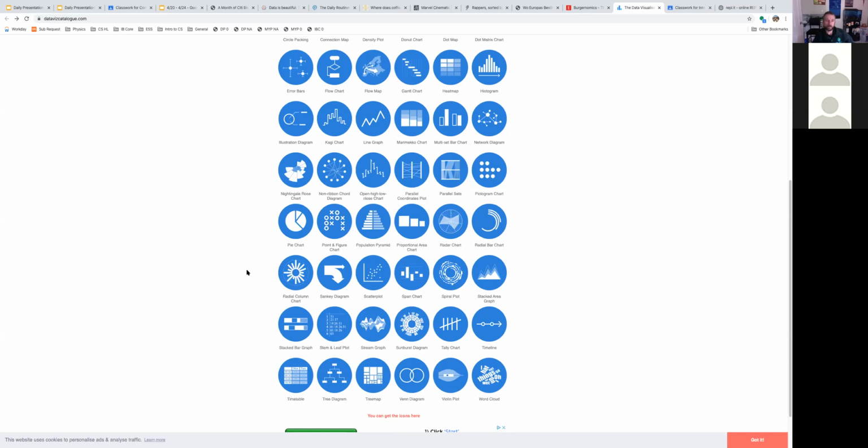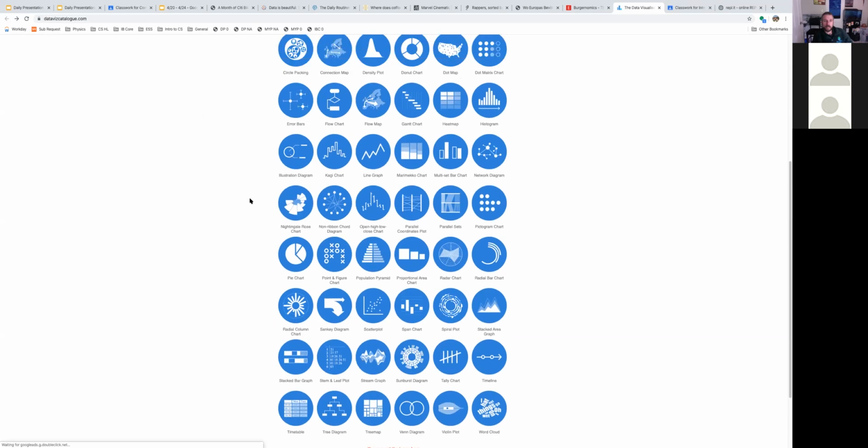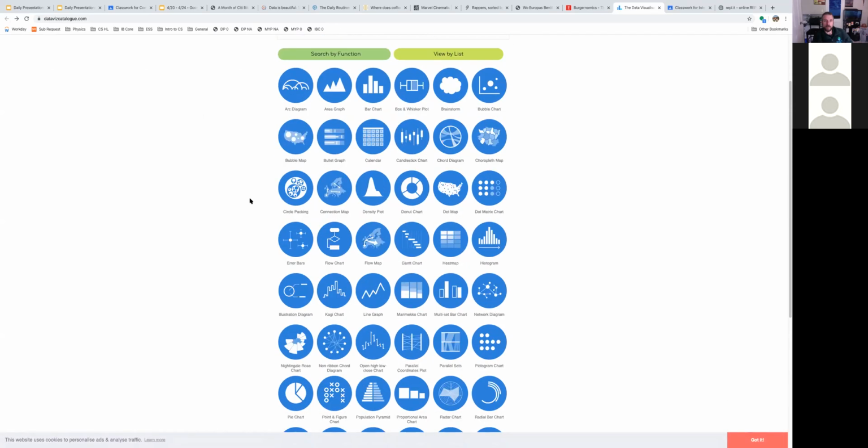Sure. Sankey diagram. You didn't say that, and I just said, oh. Sankey diagram is really cool. We've seen them in environmental science. They're used all the time in science, where they show inputs and outputs. And what's another one that I really want you guys to see?